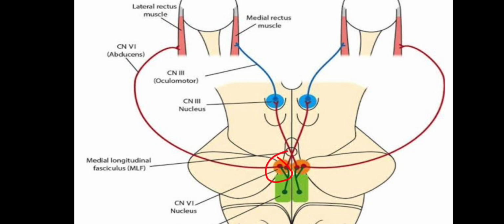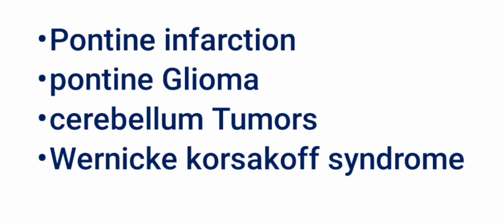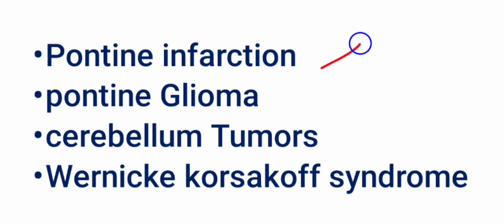This is the sixth cranial nerve nucleus, and it is sending some fibers to the contralateral oculomotor nerve nuclei, which is supplying the medial rectus muscle. So it will lead to horizontal gaze palsy whenever there is abducens nerve palsy. So which are all the causes for sixth cranial nerve palsy at the nuclear level? Pontine infarction, pontine glioma, cerebellar tumors and Wernicke-Korsakoff syndrome, that is nothing but alcoholic encephalopathy. So these are the various causes for nuclear lesion.